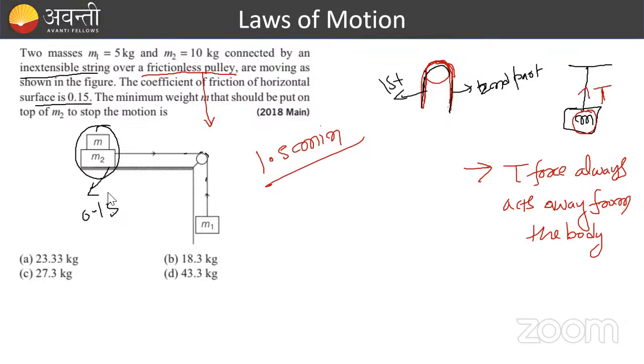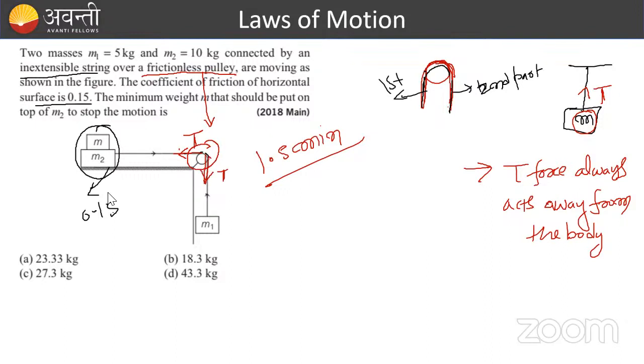Now come to this question. If I am trying to see what will be the tension force acting on this pulley, so tension force always acts away from the body. So because in this string for the pulley, it will be in this direction, and in this string for the pulley, it will be in this direction. Same thing because the pulley is frictionless.